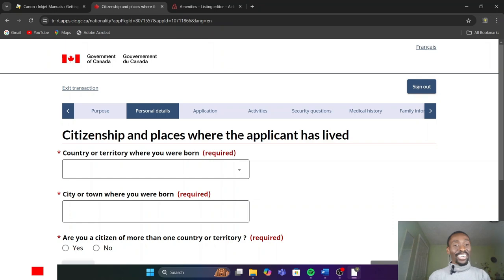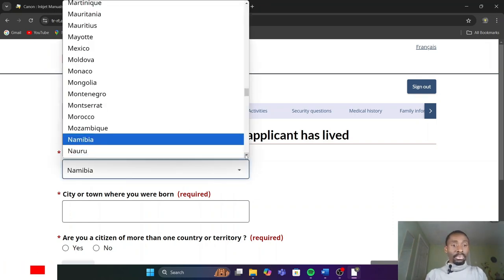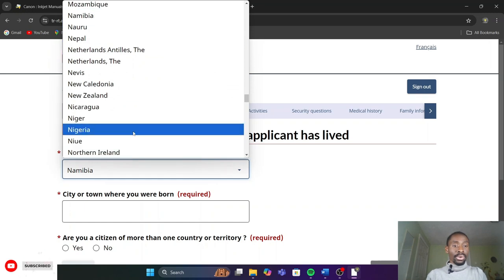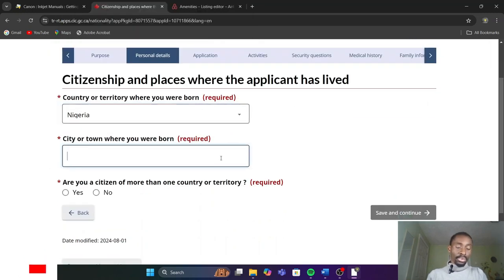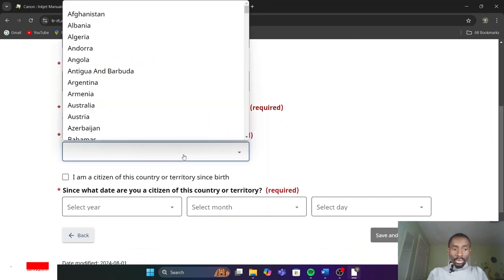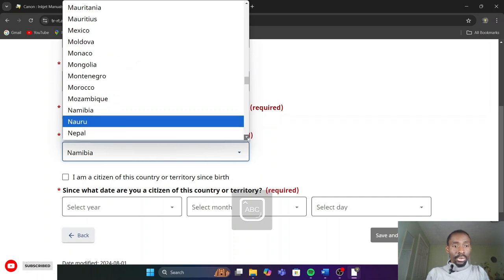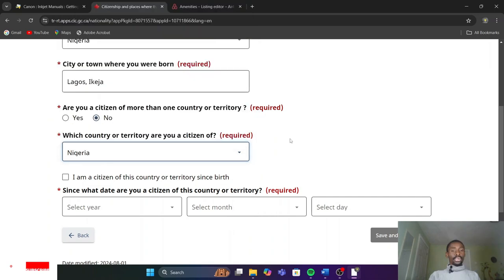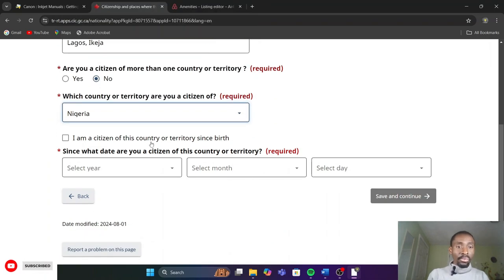Okay, country of origin, where you are born? Yeah, Nigeria. Our mother Mary is born in Nigeria, so let's look for Nigeria. What city? Let's use a common name. City name, let's use Lagos. Ikeja. Are you a citizen of another country? No. Our mother is just from Nigeria. Which country's authority are you a citizen of? Yeah, Nigeria, of course. So in this case, I am a citizen of this country since.